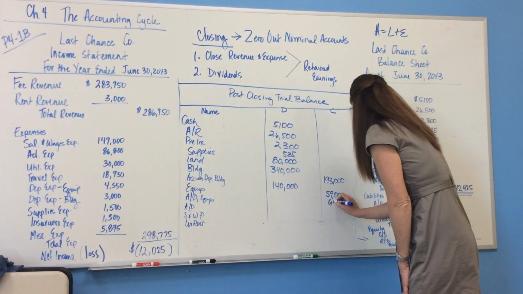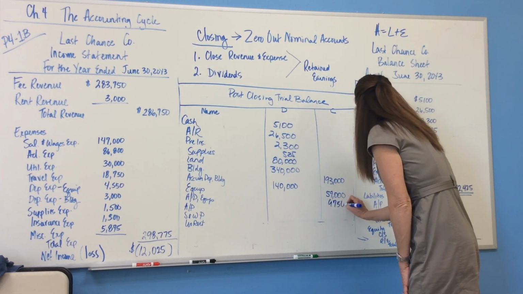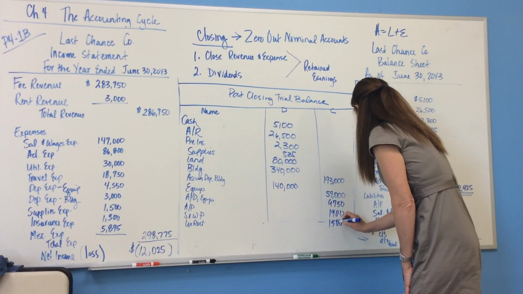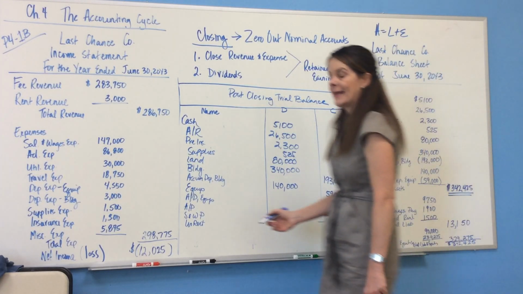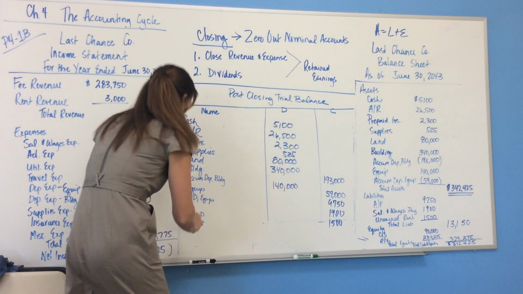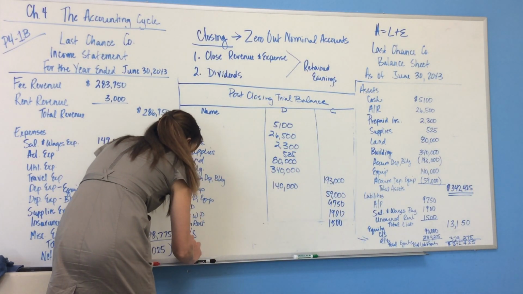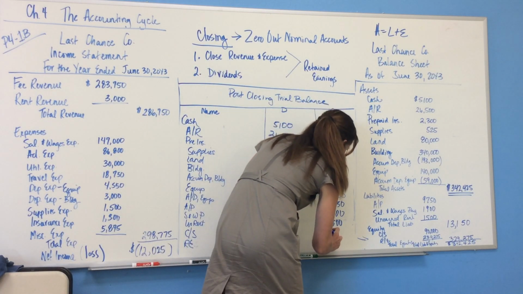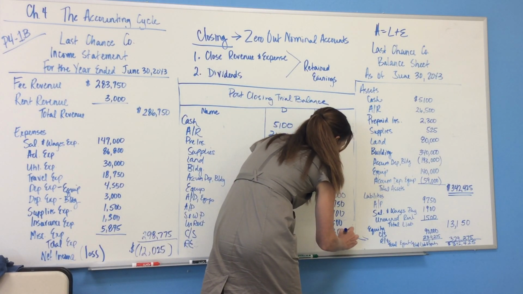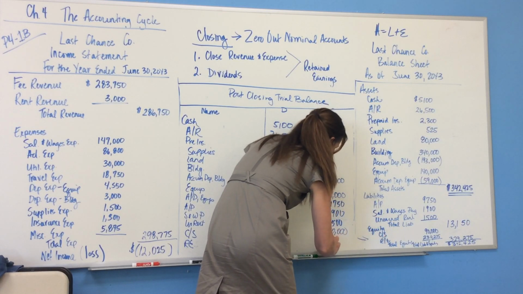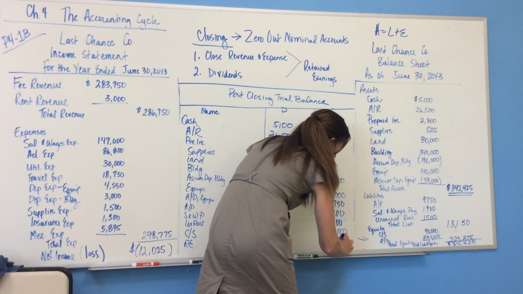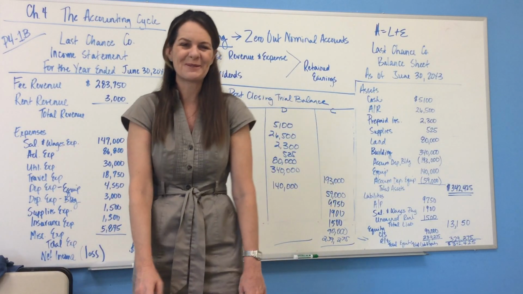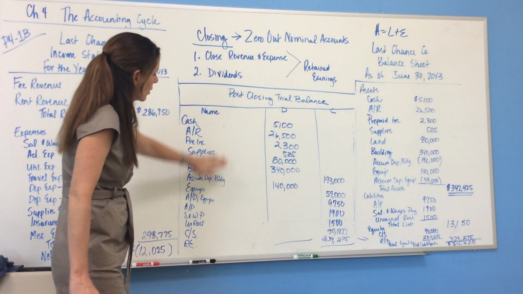I've got 9750, 1900, and 1500. Then all I have left is my equity accounts. So I've got common stock and retained earnings. Common stock is 90,000, also a credit, and retained earnings 239,275. I'm sorry I don't have the totals for you. I didn't total those up, but this is the format.